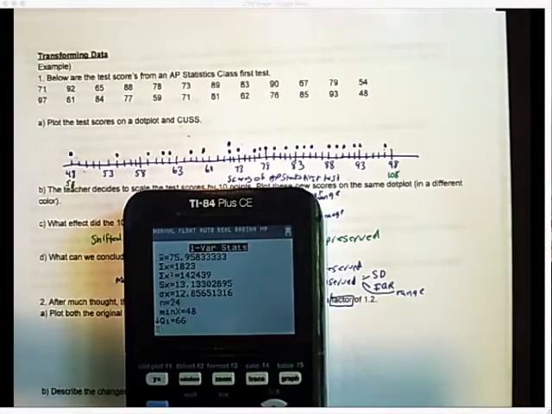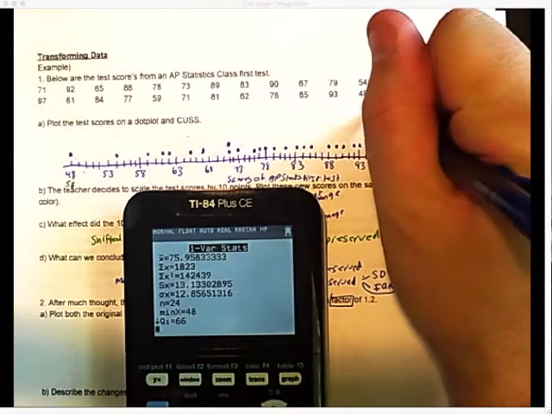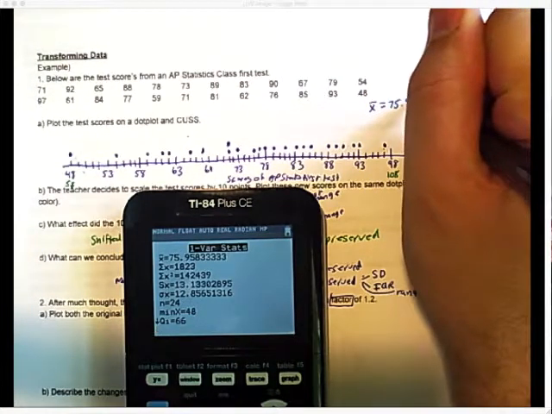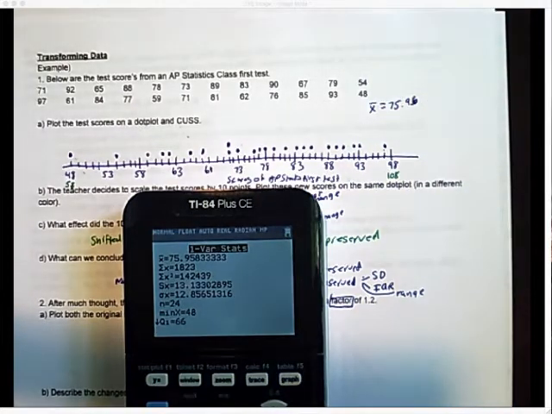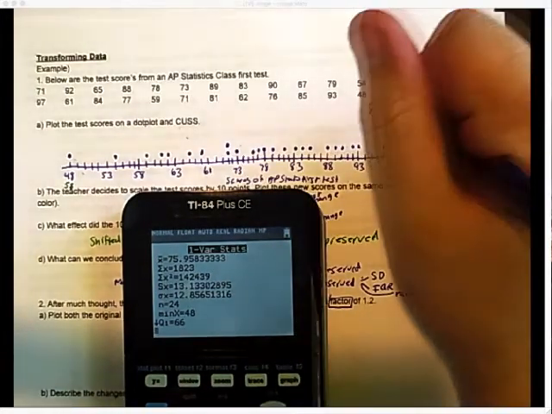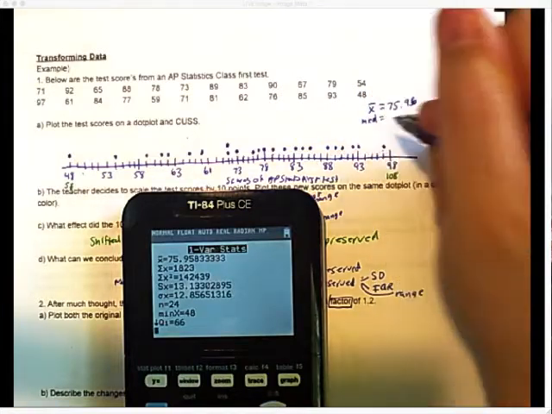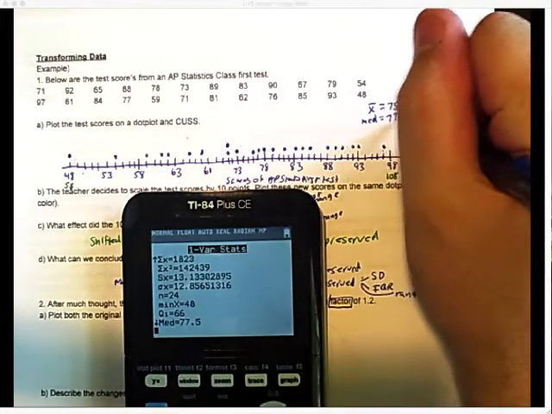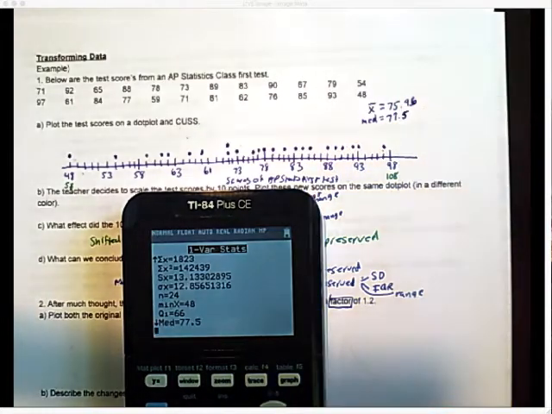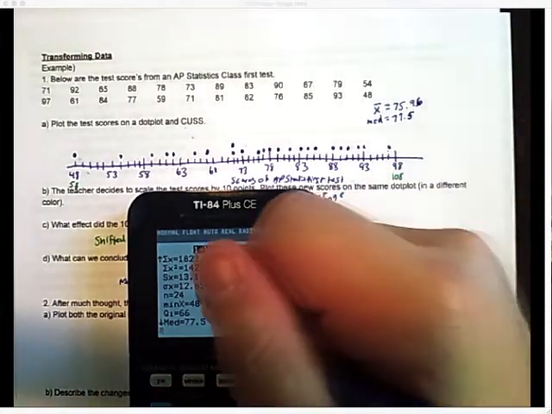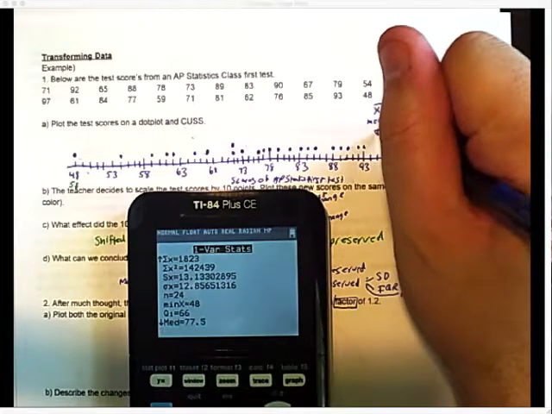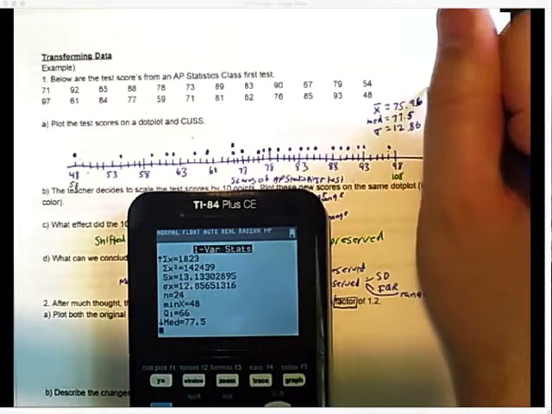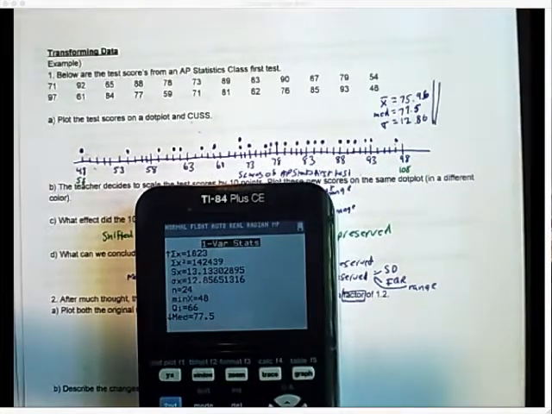For the original, the mean was 75.96. That's a measure of center. We can write the median as well. The median is 77.5. And let's do the spread. Let's find the population standard deviation. Sigma here is 12.86. So that was the first distribution.